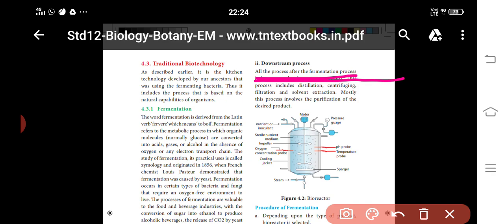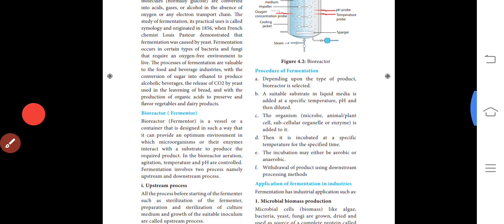So what processes take place in the downstream process? Distillation, then centrifugation at some speed, then filtration of this product, and then solvent extraction. This is called the purification of the desired product. This is how we obtain the target product through the downstream process. Next, move to the procedure of fermentation.